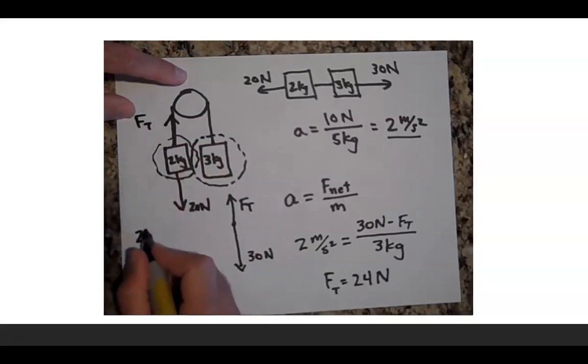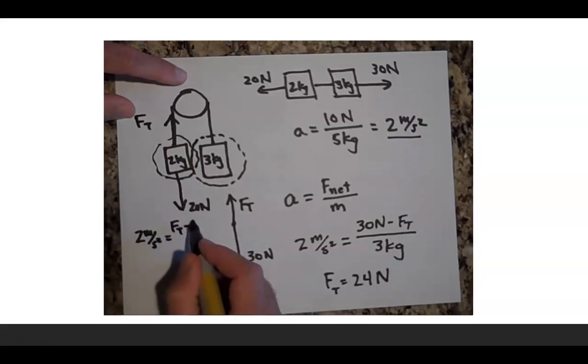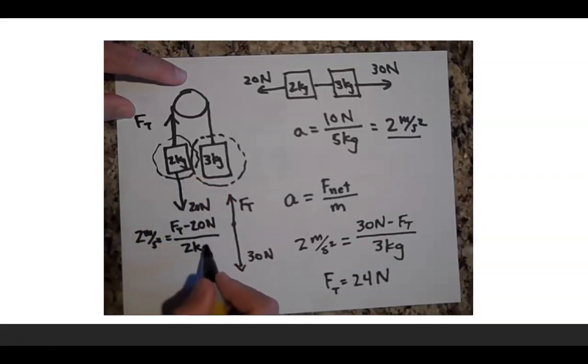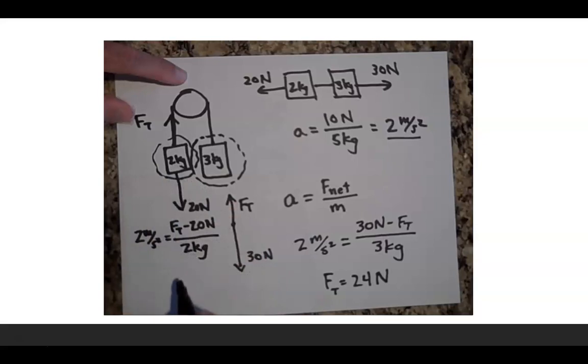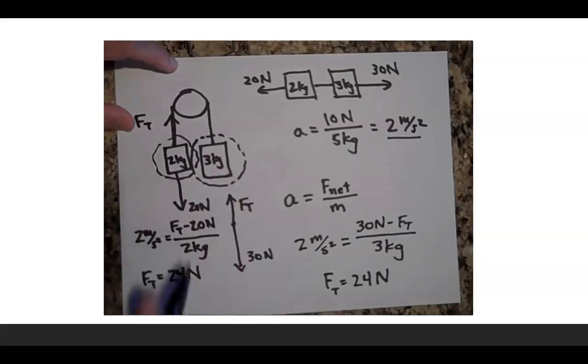So I would say 2 meters per second squared. That's the acceleration, which is equal to the net force. That would be Ft minus 20. The Ft is winning for this guy, all over 2 kilograms, because I'm looking at the 2. When I solve for that, lo and behold, I get 24 newtons. The tension in a string is the same throughout.